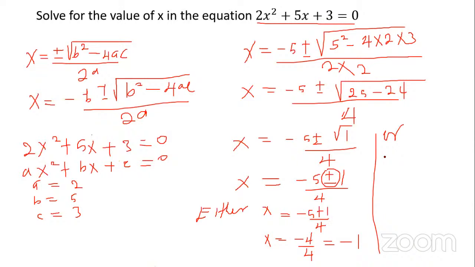Or what would be the other value? I'm going to get x is equal to negative 5 minus 1 out of 4. What is negative 5 minus 1? Negative 6.